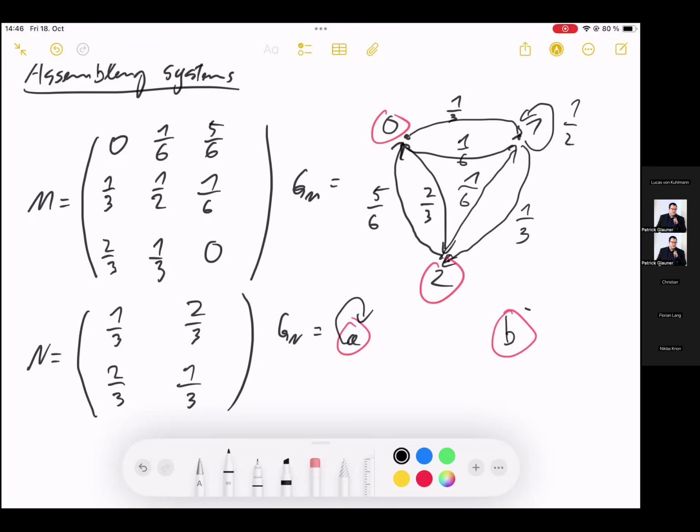So in A, we have a loop, which is 1/3. In B, we have a loop, which is 2/3. My mistake, 1/3. And we have these transitions, which are each 2/3. And what I want to do now is compose these systems. Composing here means we'll build one big system out of these two systems.